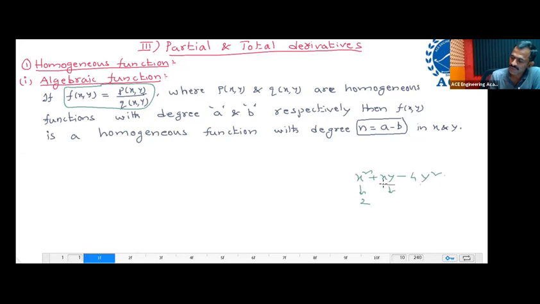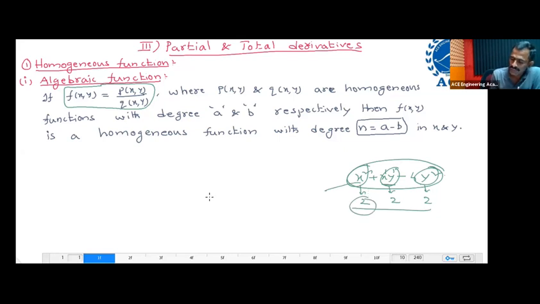When you have a product of two variables like this, we observe the sum of their powers: 1 plus 1, 2. In the last term also, the power of the variable is 2. In every term, the power of the variables is the same. Therefore, it is a homogeneous function. In each and every term, the power of the variables is the same, so it is a homogeneous function with degree 2.